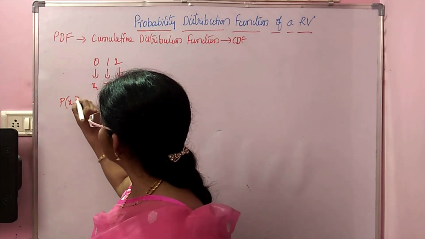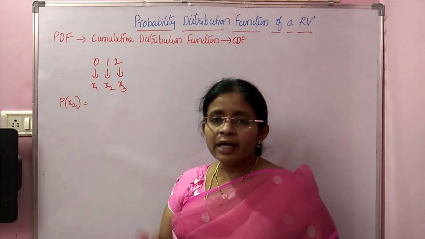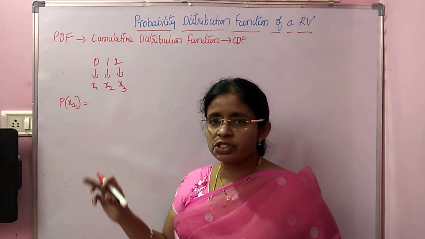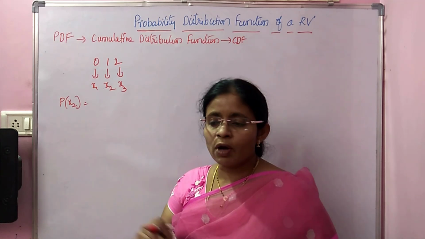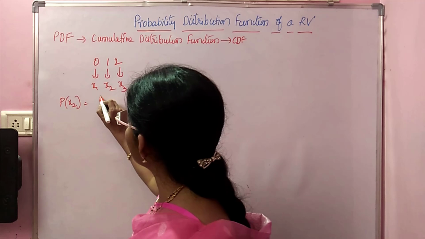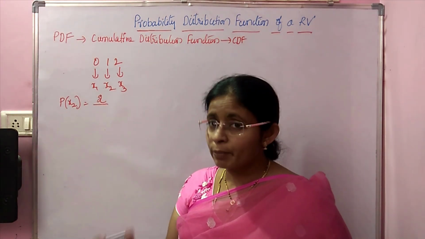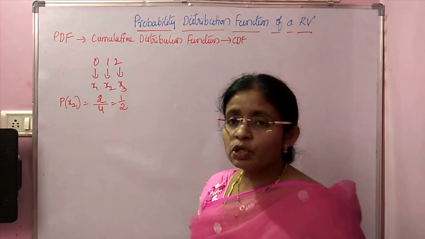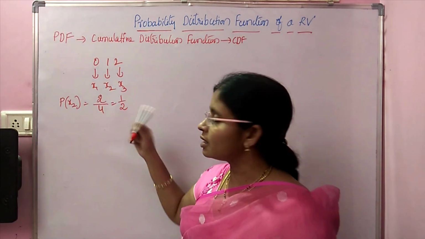P of x2 is equal to the probability of getting one head. Of the four outcomes, TT, HT, TH and HH, two outcomes have a single head. So how many favorable outcomes do we have? We have two favorable outcomes divided by the possible outcomes. The total number of outcomes is 4. So it is 1 by 2. So the probability of getting the random element x2 is 1 by 2.